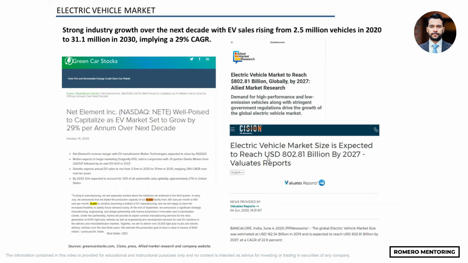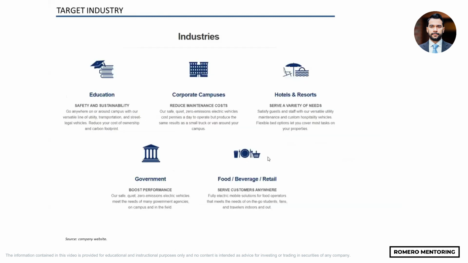But you need to do your due diligence and make sure that the companies you're coming across are viable businesses. In terms of who they're trying to target from an industry perspective, this is coming directly from their website: education, corporate campuses, hotel, resorts, food and beverage, retail, and government. Okay, so they're definitely tackling multiple industries.